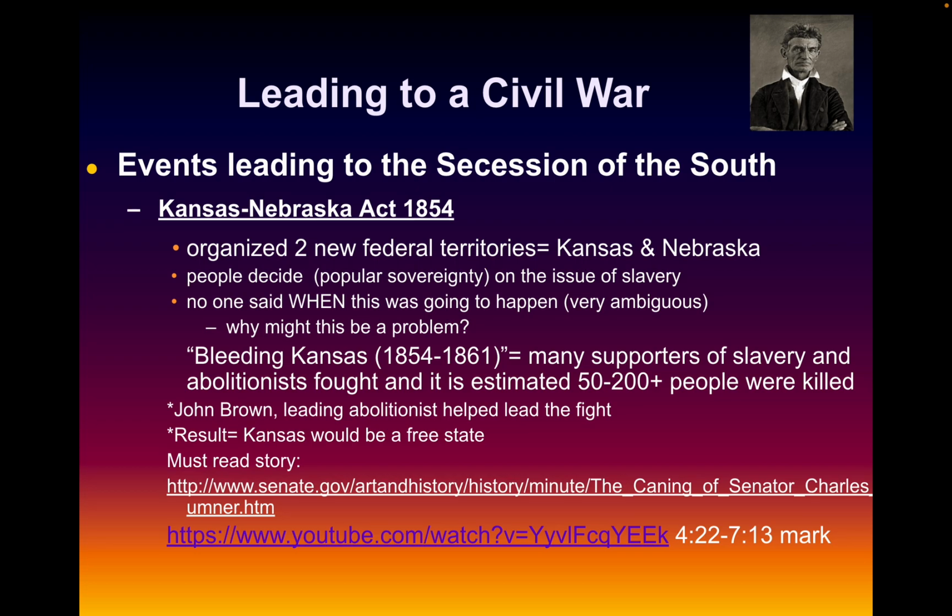What that means is you have people fighting for slavery, people fighting for no slavery, and they're trying to figure out what their territory is going to look like. This guy right here, John Brown, was one of the leading abolitionists that helped lead the fight.